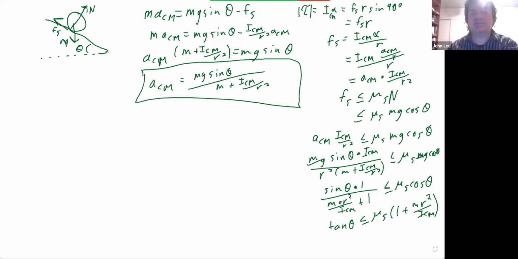Okay, so that's all I have to say about rolling without sliding. I'm going to come back with a section about conservation of angular momentum, about what angular momentum is and what it means to be conserved.